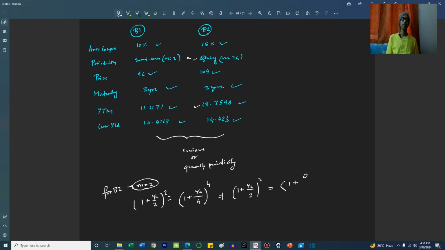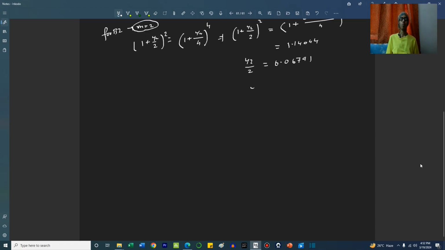1 plus 0.133598 by 4 whole to the power 4. This is equal to, let's calculate, this comes to 1.14044. Therefore, y2 by 2 comes to be root over of this minus 1, right? 1.14044 root minus 1. This is equal to 0.06791.